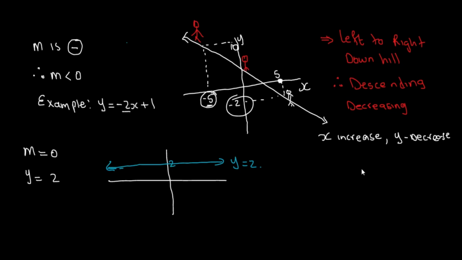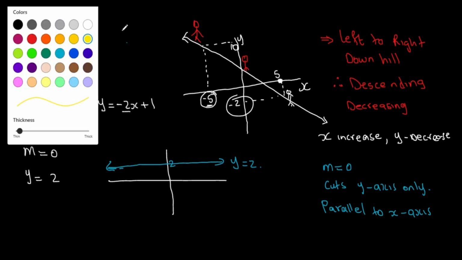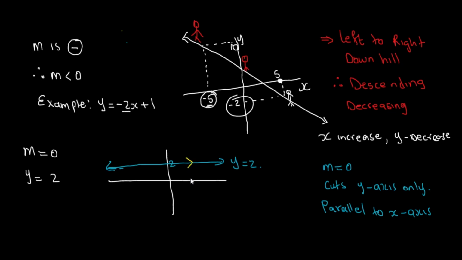So we can conclude and say that if the gradient is 0, it cuts what? The y-axis only. Okay, it will cut the y-axis only. So we're going to have the equation that is parallel. The equation that is parallel to what? The equation that is parallel to the x-axis. So what I'm trying to say in this example is that this line is parallel to the x-axis because this is your x, this is your y.